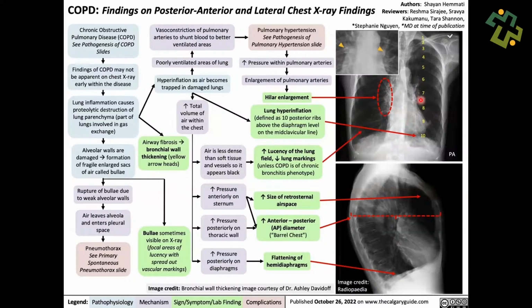That's on the PA film. Then on the lateral film, we have increased size of the retrosternal airspace, very important. We have increased anterior-posterior diameter, which is what we call the barrel-shaped chest. And we have the diaphragms being pushed down, flattened hemidiaphragm.